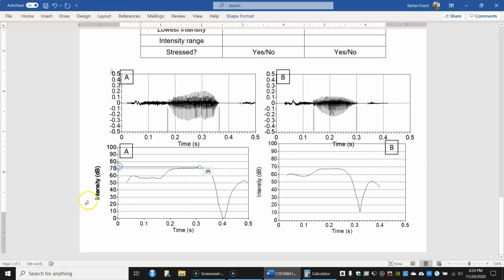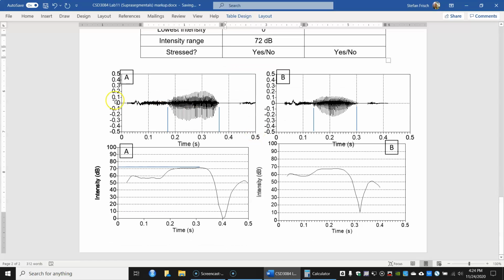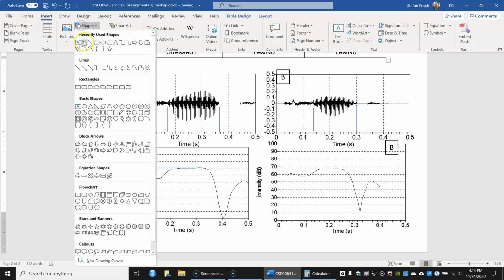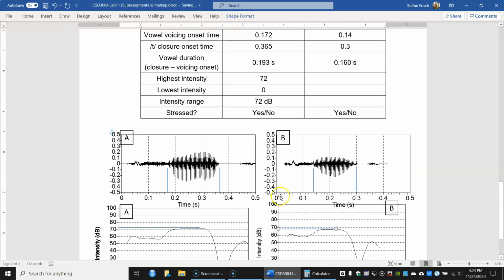but actually that whole kind of area is pretty equivalent. Lowest intensity looks like it's way down at the bottom at 0, so let's call that 72. And 0, so that the intensity range is 72 dB. Okay, for the word on the right, my highest intensity is again in about the same place. Looks like about 68, and the lowest intensity, boy, that sure looks like it's right on 10, so we could use that. 68 and 10. So the difference of those two is going to be 58 dB.